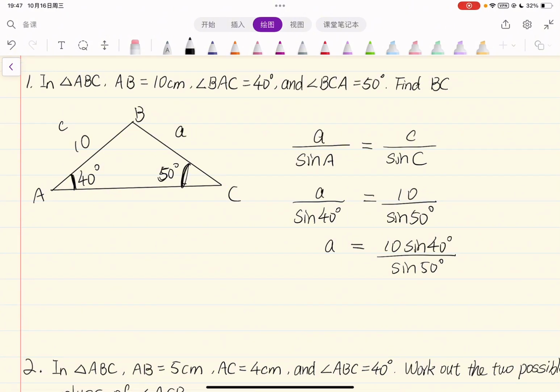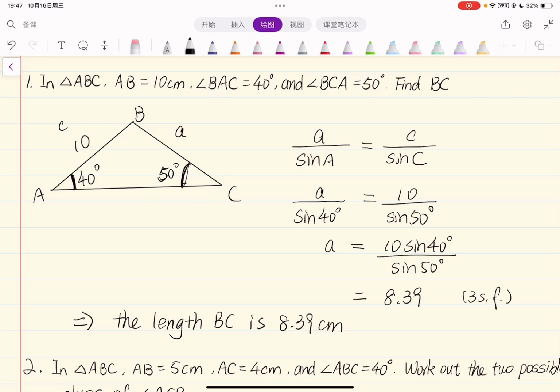Thus, using the calculator, we get a equals 8.39 to three significant figures. I shouldn't write the centimeters over here, just 8.39 to three significant figures. Now we can write down the length BC is 8.39 centimeters to three significant figures. That is the answer.